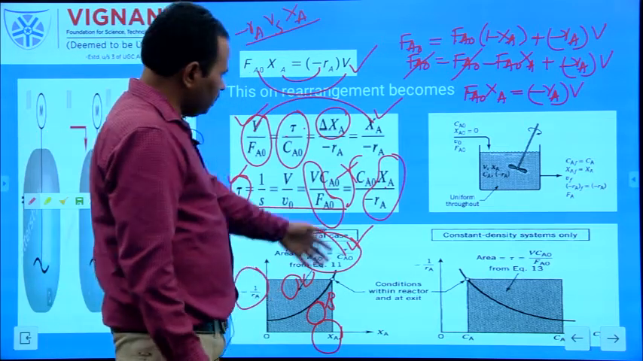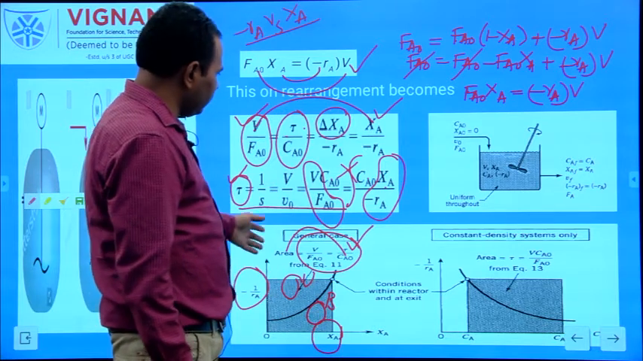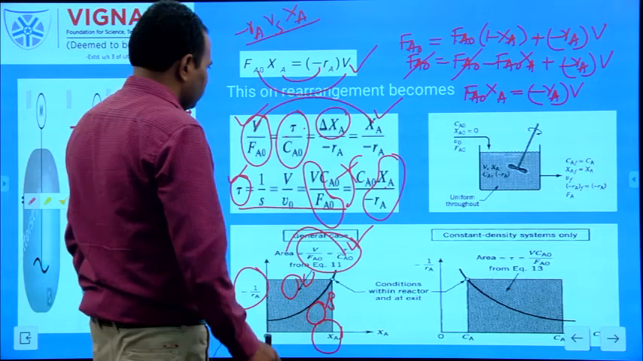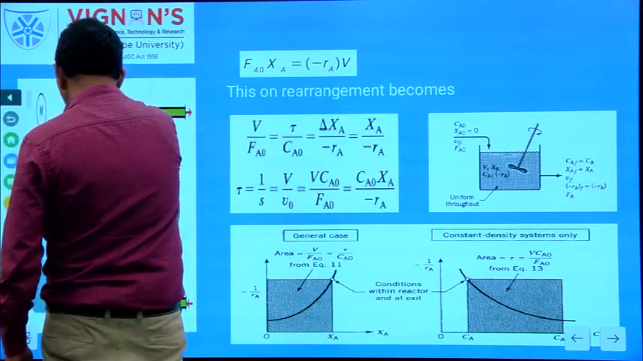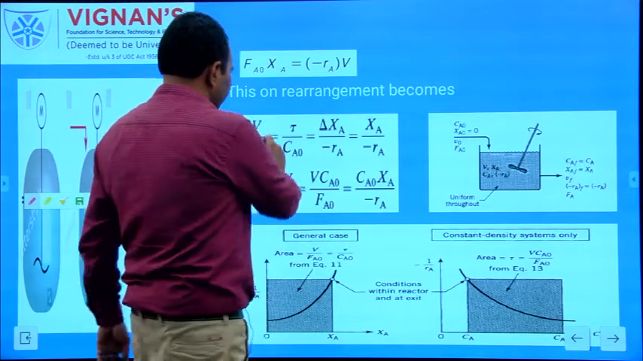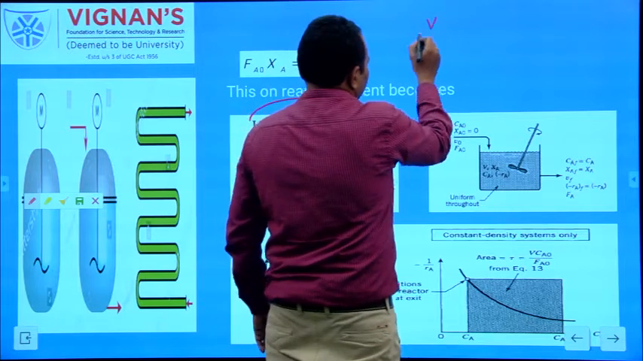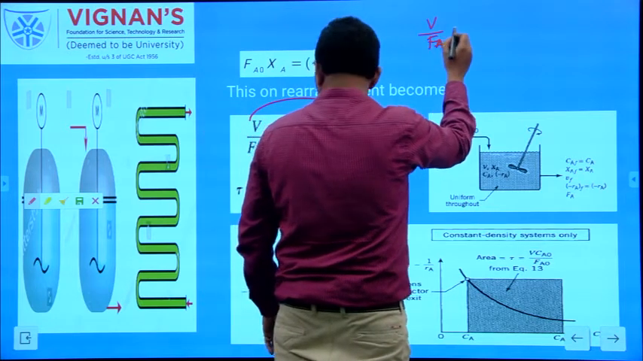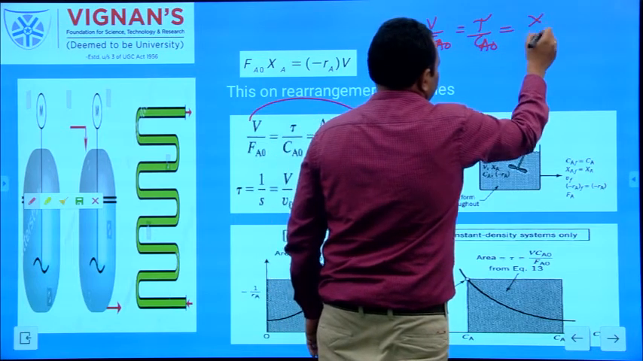Like this, you can also put this into a different form, similar to the batch reactor. Here also you can convert conversion to concentration. How can you convert the conversion to the concentration? Again, take V by F_A0 is equal to X_A by minus r_A. Now take this equation: V by F_A0 is equal to tau by C_A0 is equal to X_A by minus r_A.